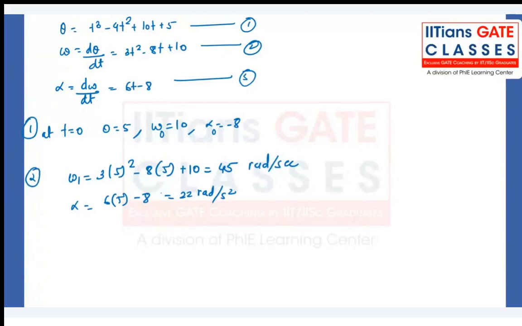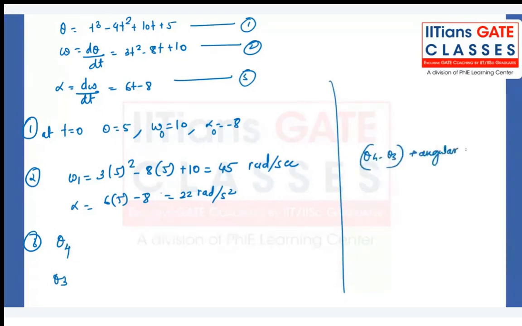And third is angular displacement in fourth second. So in fourth second means angular displacement in 4 seconds you have to calculate. That is theta 4 you have to calculate, and theta 3, and then you have to calculate theta 4 minus theta 3. So that will be angular displacement in fourth second, because theta 4 is angular displacement in 4 seconds and theta 3 is angular displacement in 3 seconds. So if you subtract that, you will get angular displacement in fourth second.